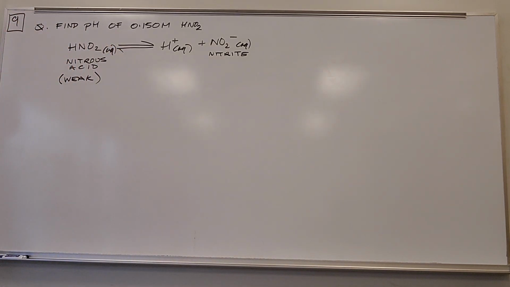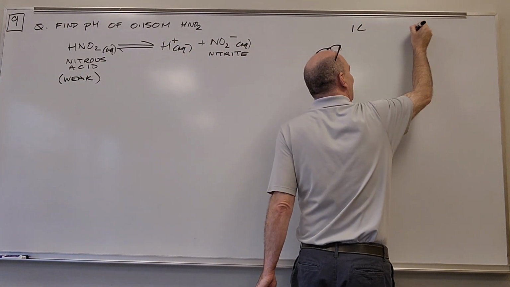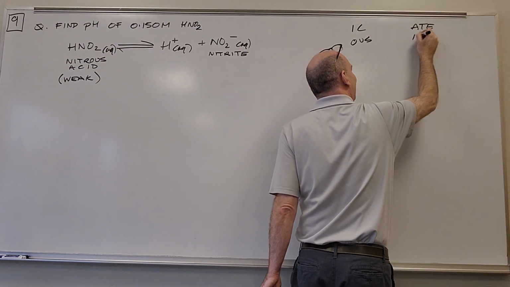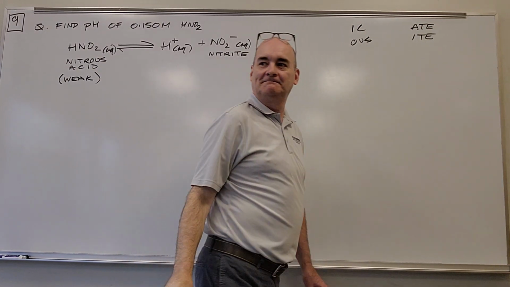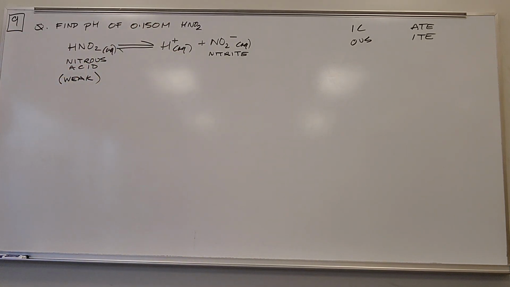So "ic" is to "ate" as "ous" is to "ite." I know, it's a fun time. Okay, find the pH of this.